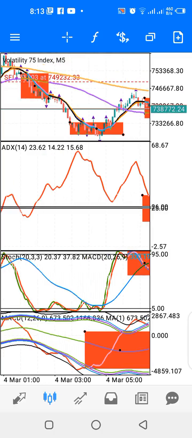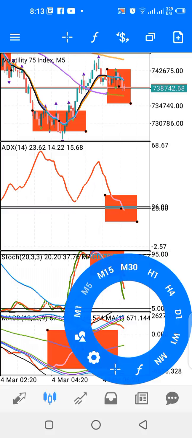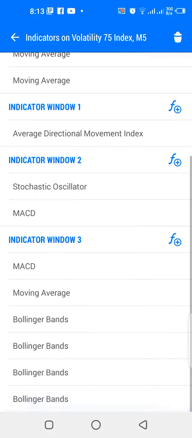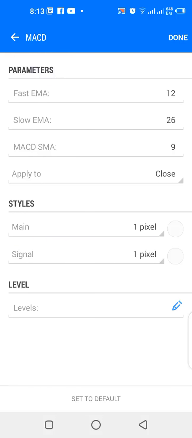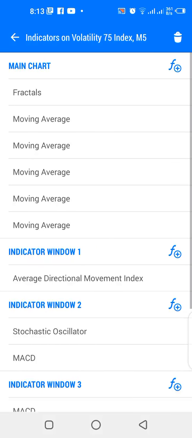Now let's look at what happens on indicator window 3. Let's look at the settings. For indicator window 3, we have MACD and moving average plus some Bollinger Bands. So let's look at the settings for the MACD on indicator window 3. For the MACD, the fast EMA is 12, slow EMA is 26, MACD SMA is 9. Apply to close. The color of the main style and the signal style will match the background color.